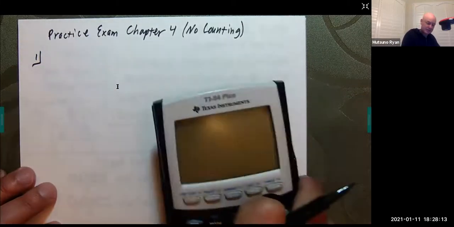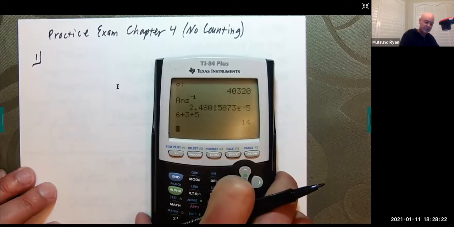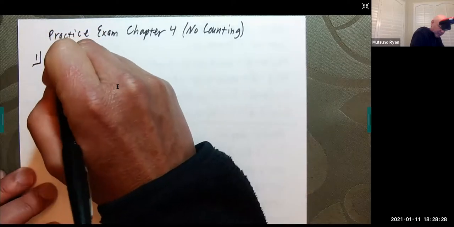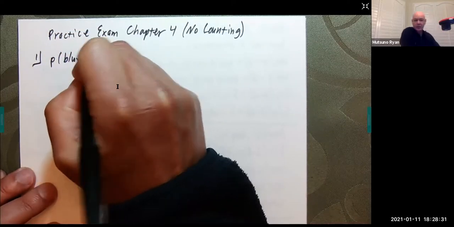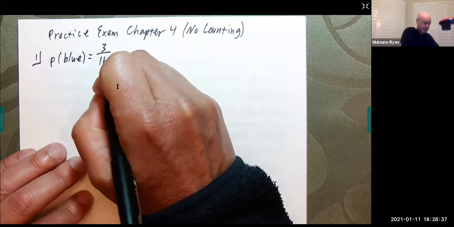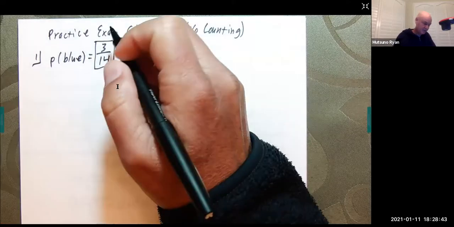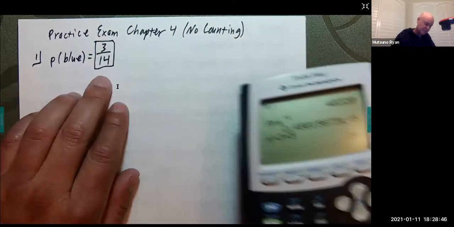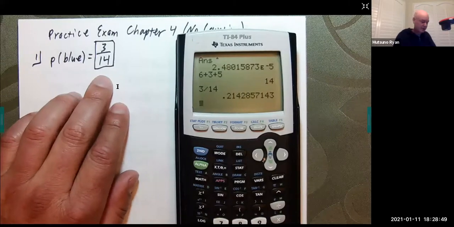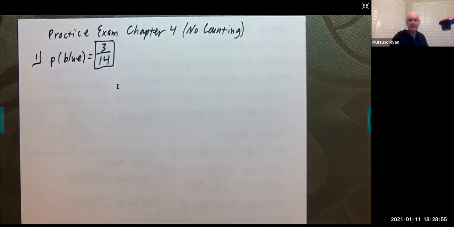Before I do anything, in this case, I need to add up the total number of marbles. So there's 6 plus 3 plus 5, 14. That's going to be my denominator. So the probability of it being blue, since there are 3 blue marbles out of a total of 14 marbles, that is my probability. Now I could get a decimal approximation and round it off somewhere. But this doesn't say one way or the other, so I'm just going to leave it as a fraction. In fact, some of the fractions today, I'm not going to even reduce.